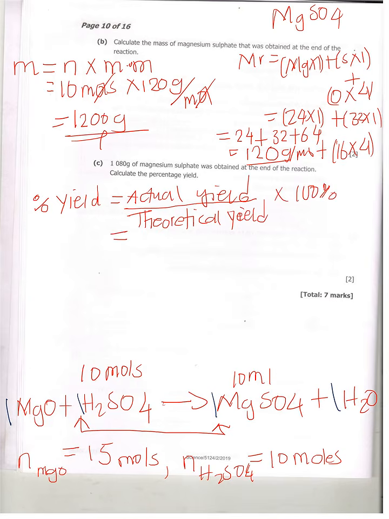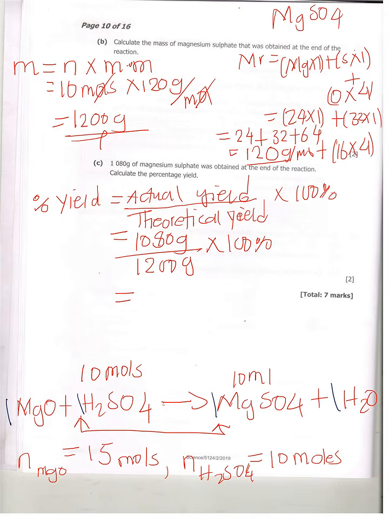So the other key is the actual is always less than theoretical. So we can see that 1,200 is greater than 1,080. So this 1,080 will be on top over 1,200 multiplied by 100%.